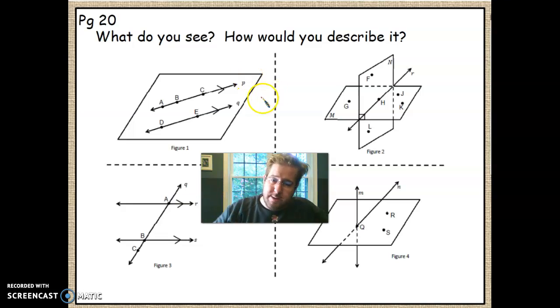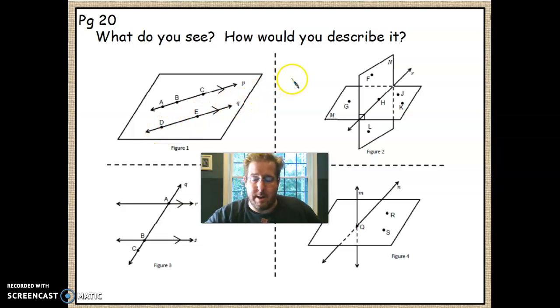So we've got 2 lines, line P and line Q, on plane ABE. The 2 lines P and Q are parallel. I should have said that. Lines P and Q are parallel on plane ABE. Points A, B, and C are on line P, and points D and E are on line Q.